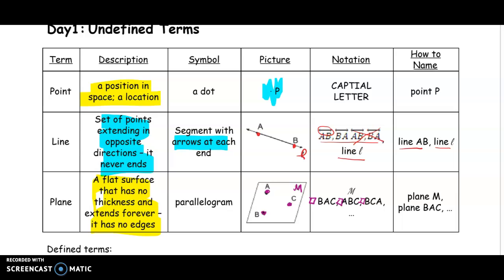Think about it as a plane is the floor of a classroom or a wall or your desktop. A line is like your pencil on the plane, or on your paper. And then a point would just be literally a dot on that space.